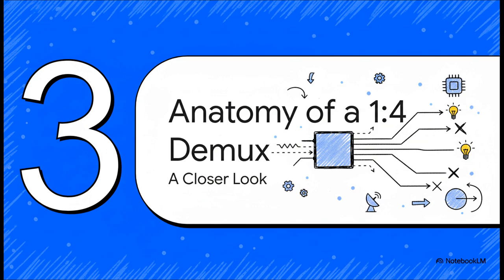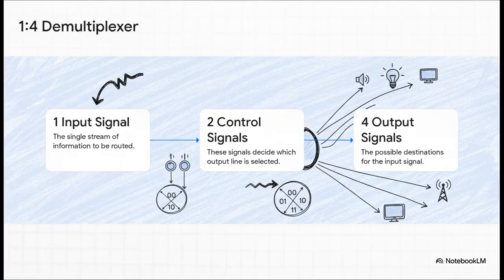Okay, so theory is great and all, but I think the best way to understand this is to see it in action. Let's break down a classic example, the 1-to-4 demultiplexer. A 1-to-4 demux is pretty simple. It's got three main parts: one line for the data to come in, two control signals to do the directing, and four possible output lines for the data to go out. Now, you might be asking, why exactly two control signals for four outputs? Well, it's all about binary. With 2 bits, you can create 4 unique combinations: 00, 01, 10, and 11. Each combination points to one specific output.